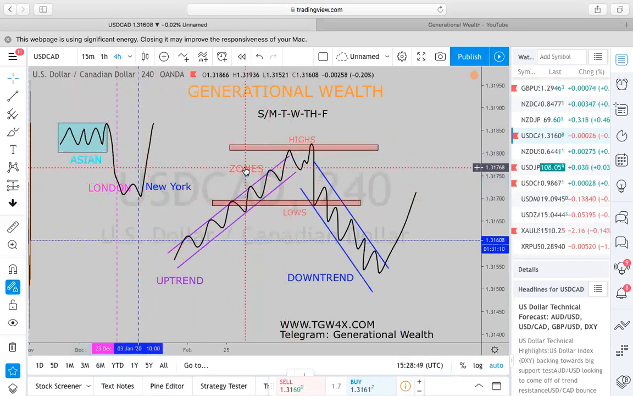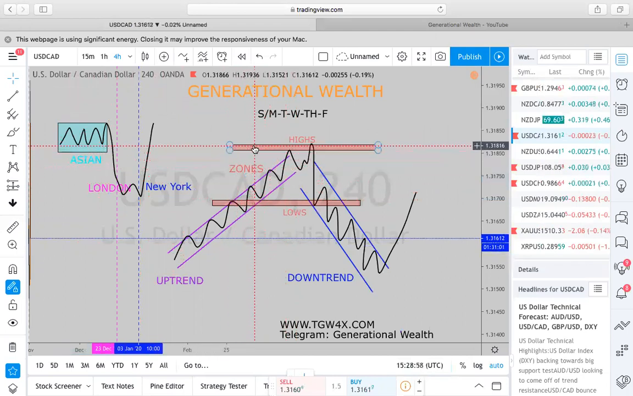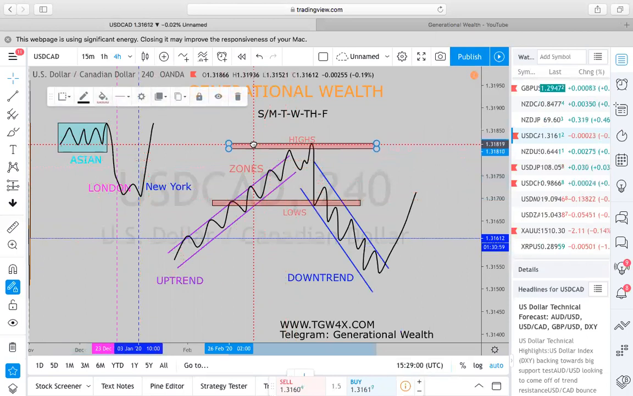Now here at Generational Wealth, we do not trade support and resistance lines. We trade zones. I will show you what those are. These are identified here as these red shaded areas. These are the zones we use. We do not use support and resistance lines. That does not work. Trust me.